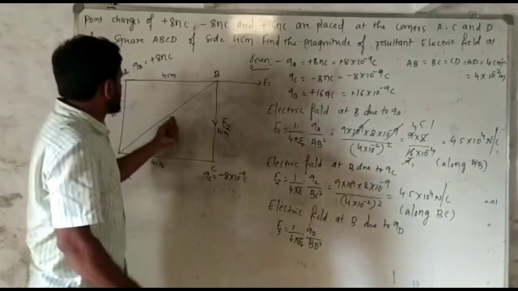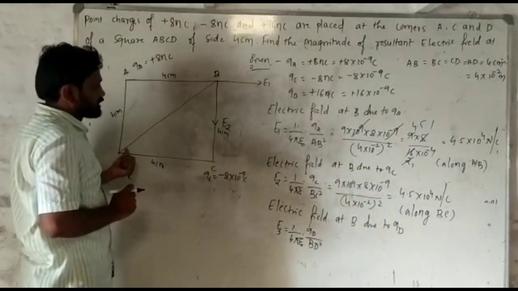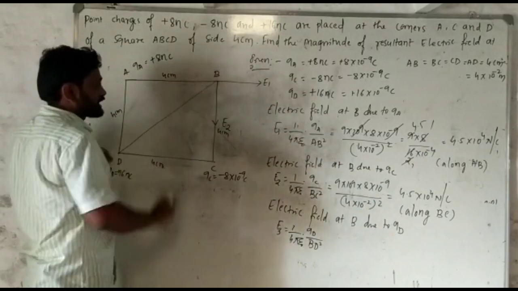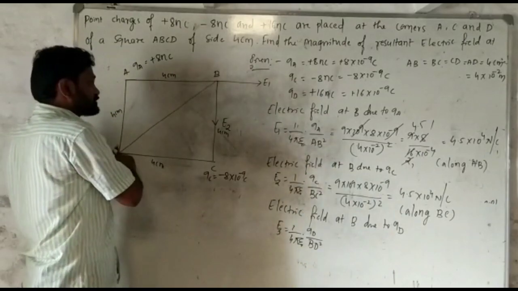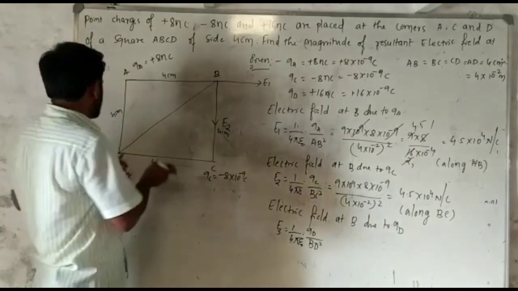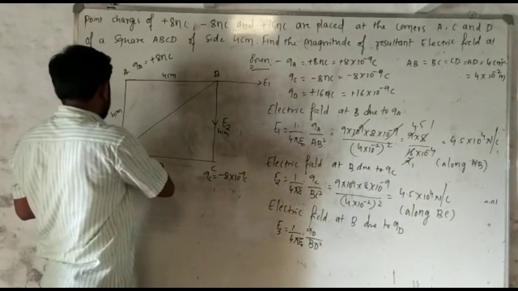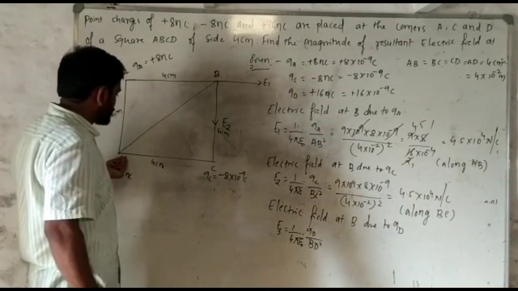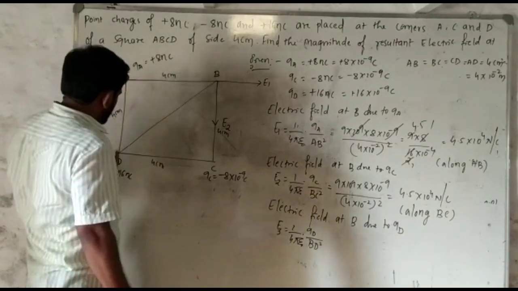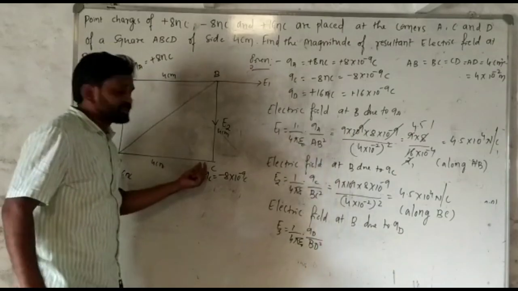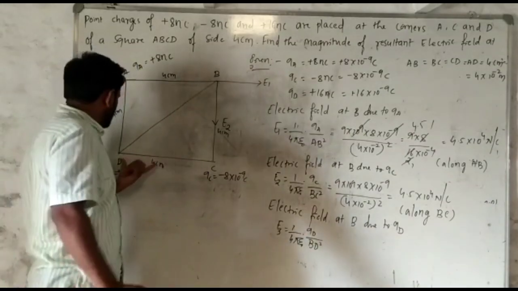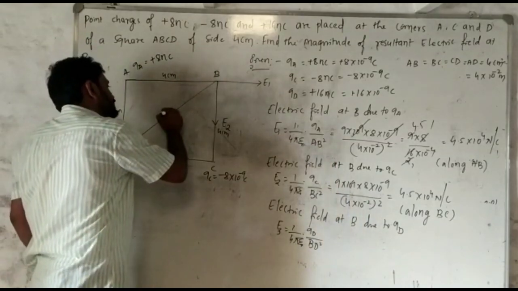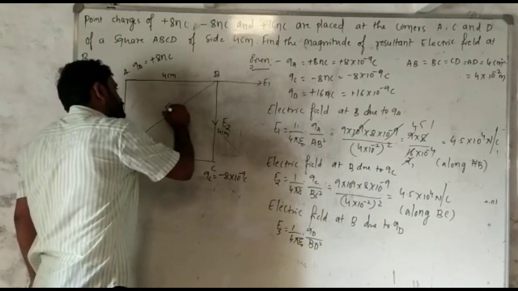But we don't know the distance BD. See, triangle BCD is a right angle triangle. By using the Pythagoras theorem, we find the distance BD. Here BD is equal to the square root of DC square plus BC square. See, BC and DC are both the same, that's why it is a root of 2.